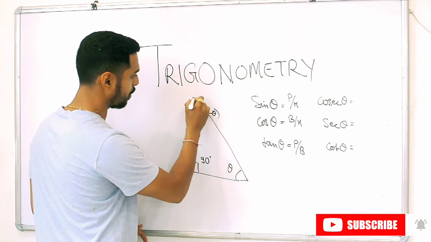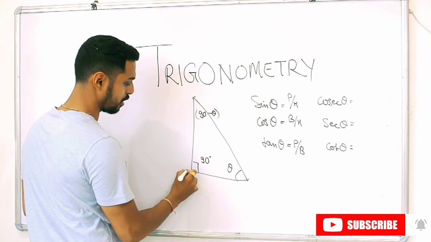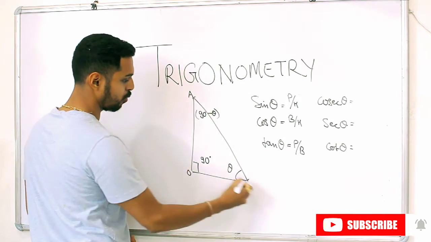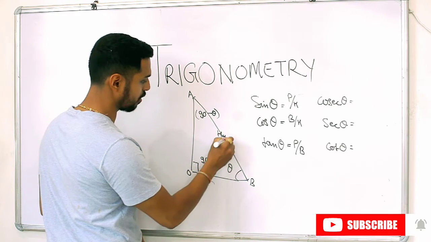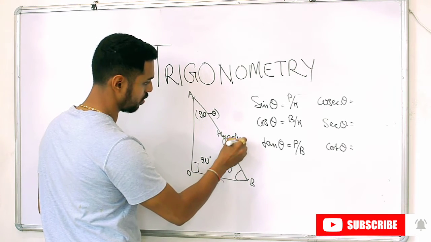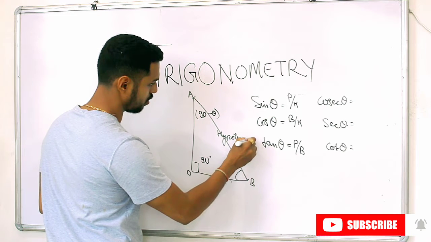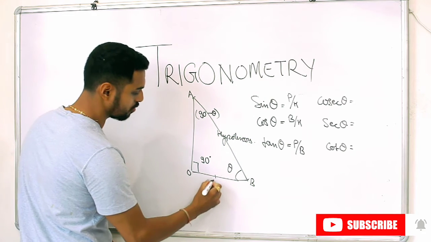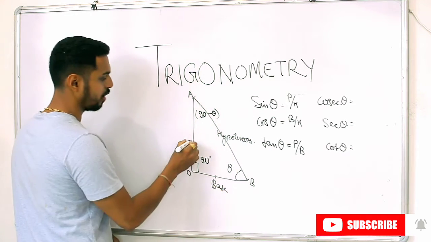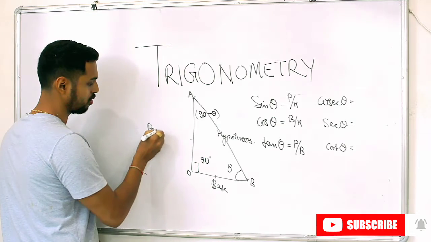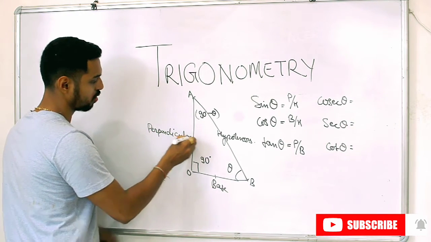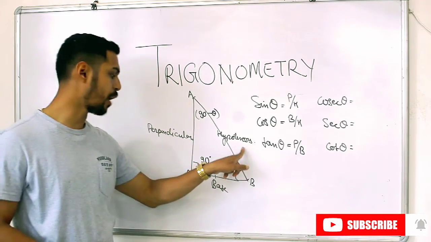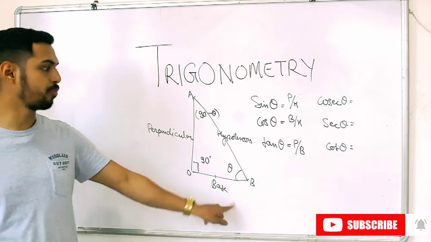This part will be from here to here. Suppose it is O, A, O, B. Then AB will be your hypotenuse. Okay, this will be your base, and this will be your perpendicular. Perpendicular, hypotenuse, and this will be your base.